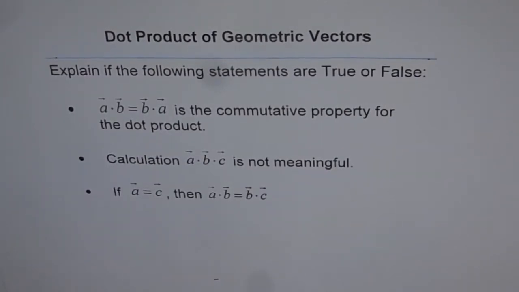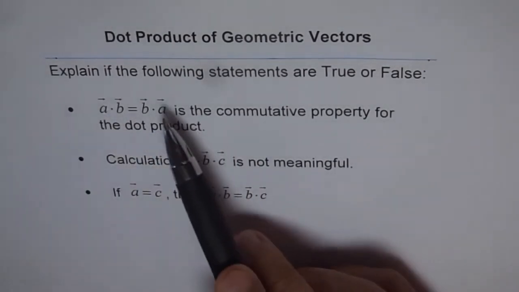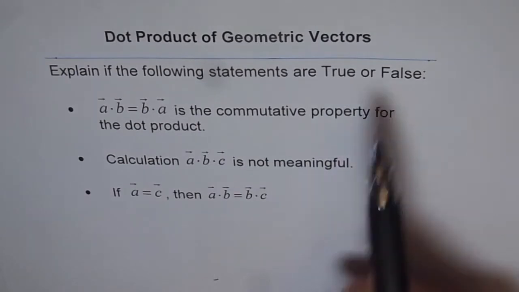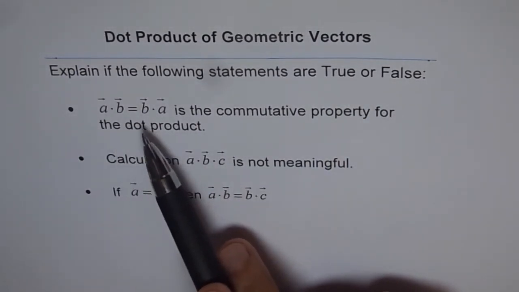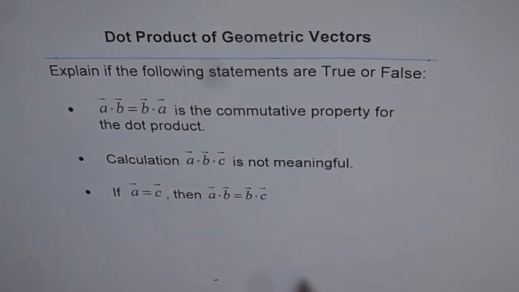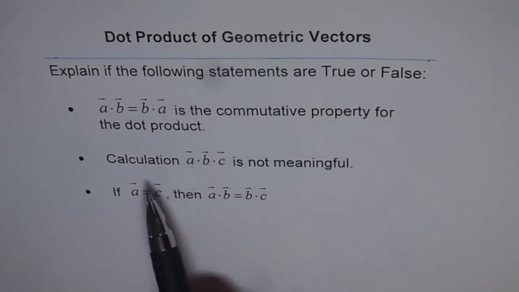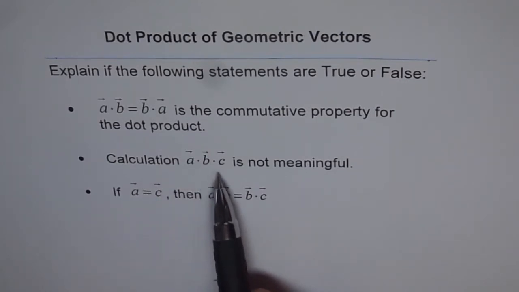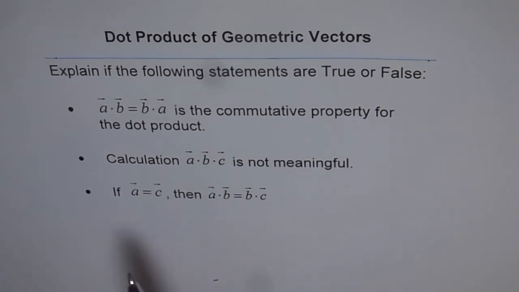Now let's look into some of the properties about dot product. Explain if the following statements are true or false. A dot B equals B dot A is the commutative property for the dot product. Second one is, calculation A dot B dot C is not meaningful. And third is, if A equals C, then A dot B is equal to B dot C. So answer the three questions and then look into my suggestion.